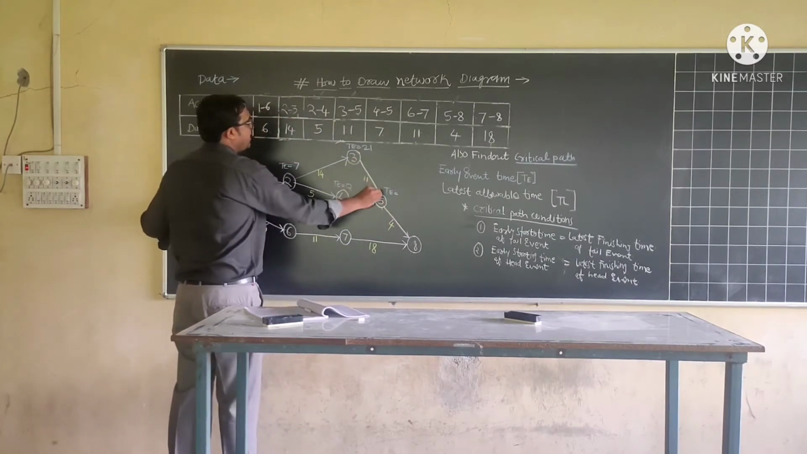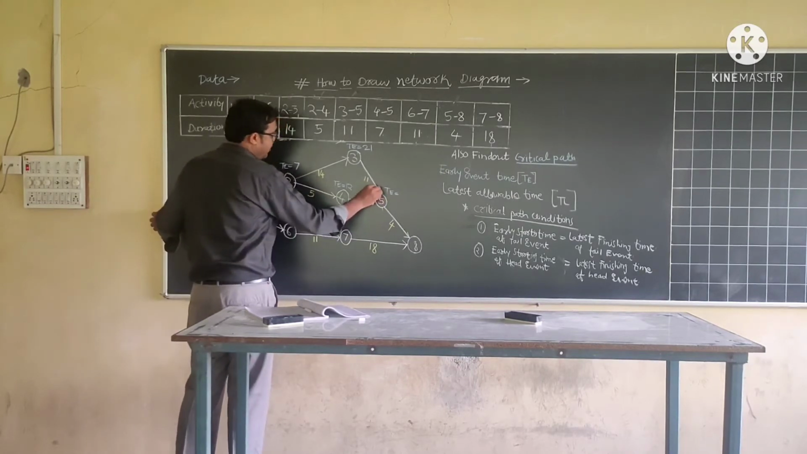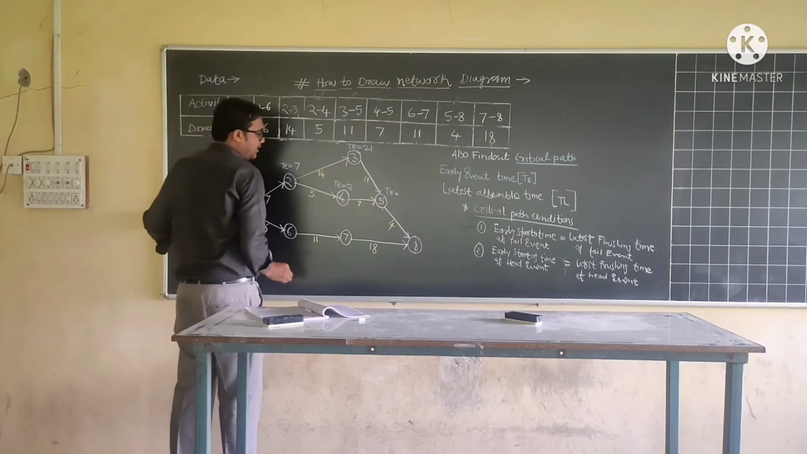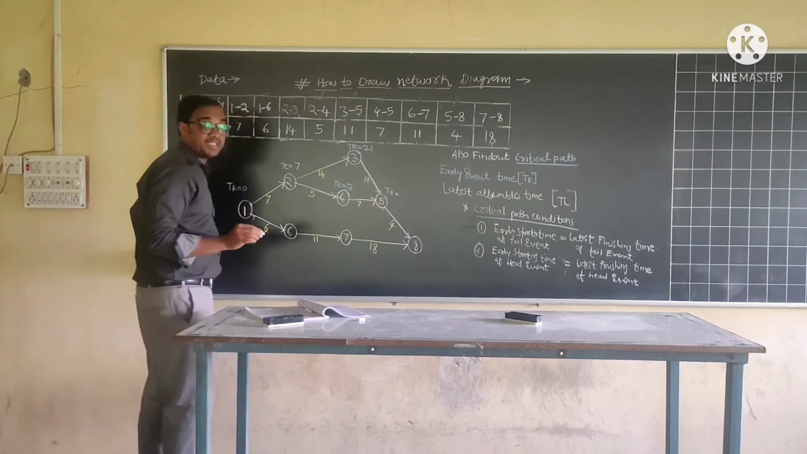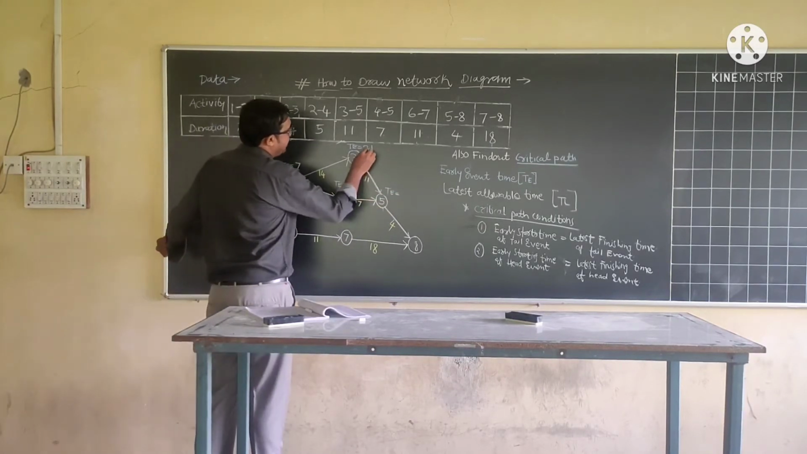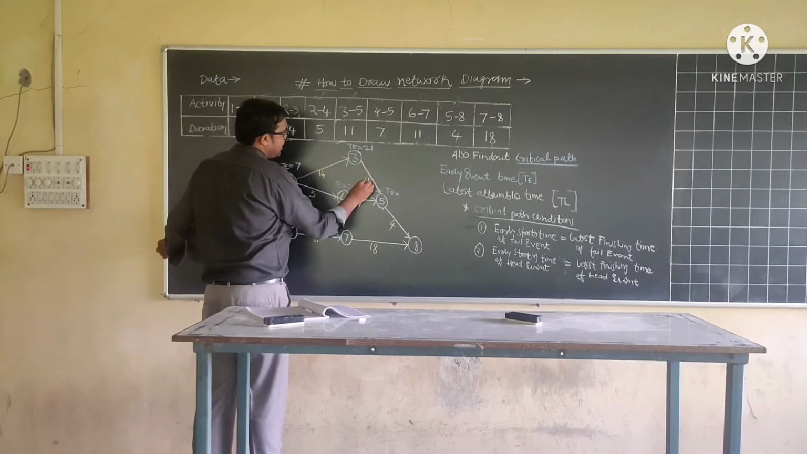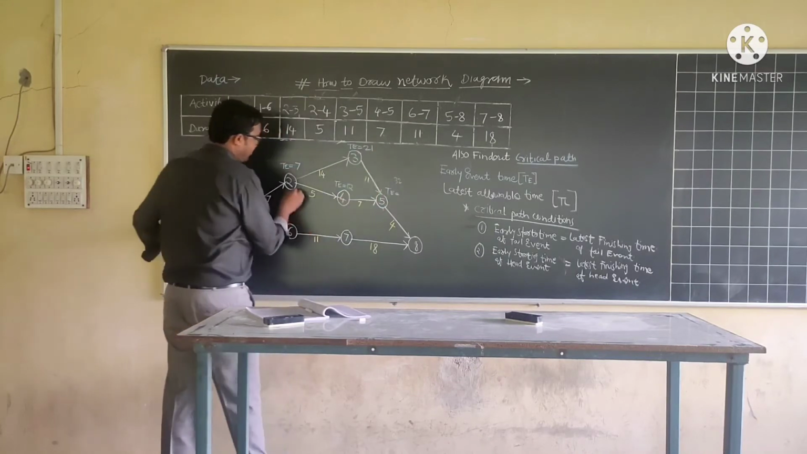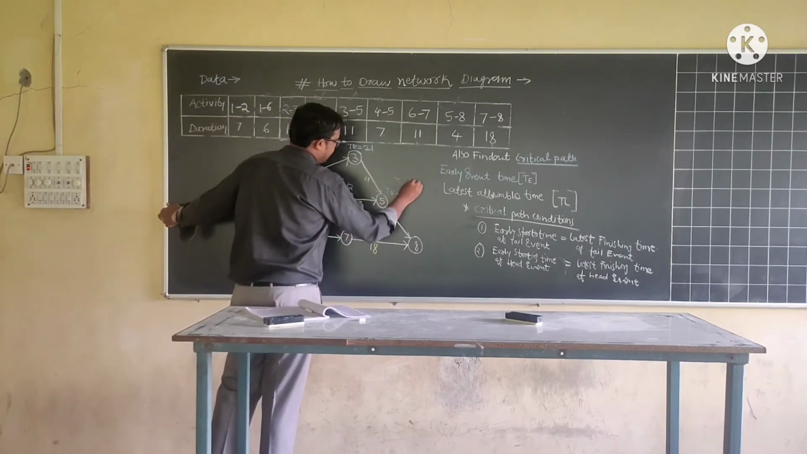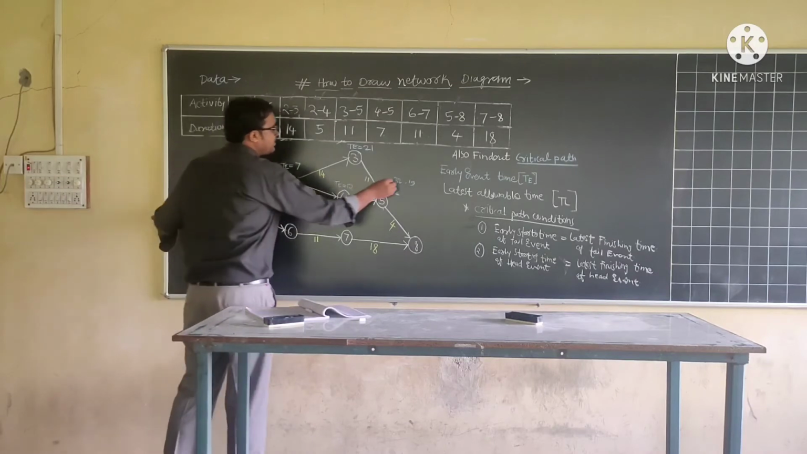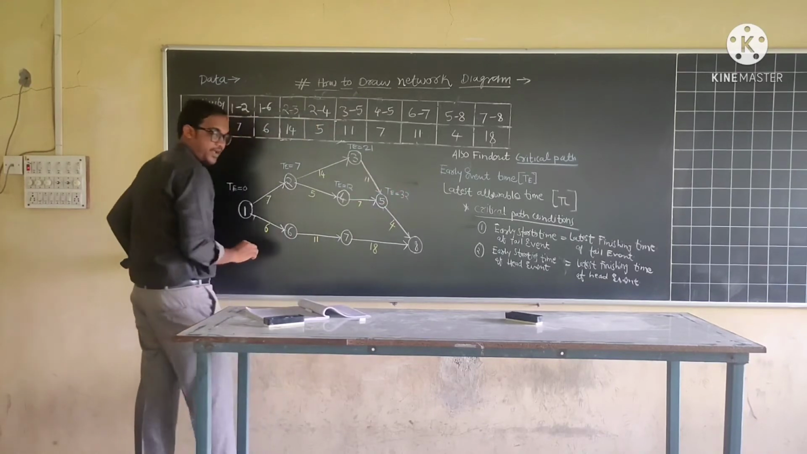Now we will take the TE that is the maximum value. Event number 5 is a converging event, where two activities merge. Therefore, by using the forward pass method, we have to consider the maximum value. For event number 5, TE from this path is 21 plus 11, 32, and from this path 12 plus 7, 19. So the maximum is 32. We will take 32 as the value of TE for event number 5.